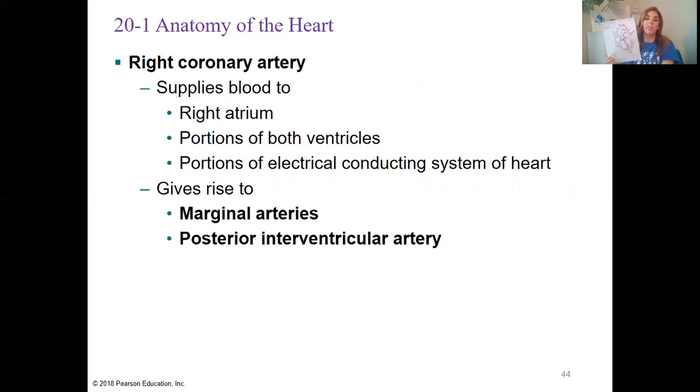Okay, so right coronary artery is going to give blood to the right atrium, and then portions of both of the ventricles as well as portions of the electrical conducting system of the heart. We'll be talking about what the electrical conducting system of the heart is in the second part of this PowerPoint. It will break off into the marginal artery and the posterior interventricular artery, so it's going to bifurcate into these other arteries. As you can see, I don't have that all drawn on this heart because drawing too many structures is going to make it very busy and hard to read. So just know that that is going to go into other structures.